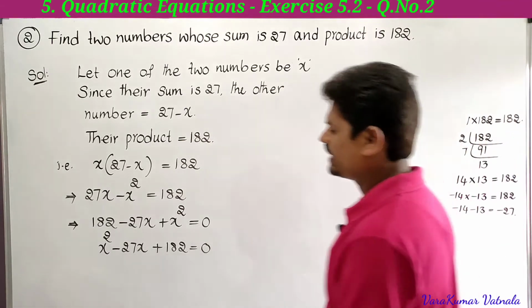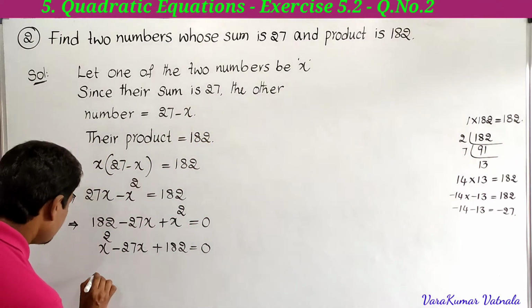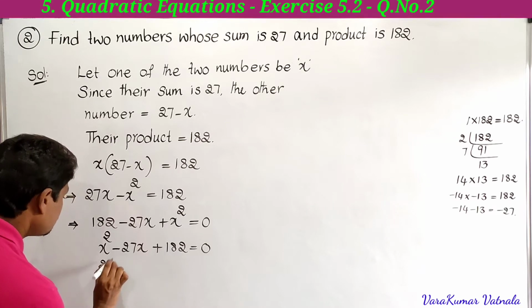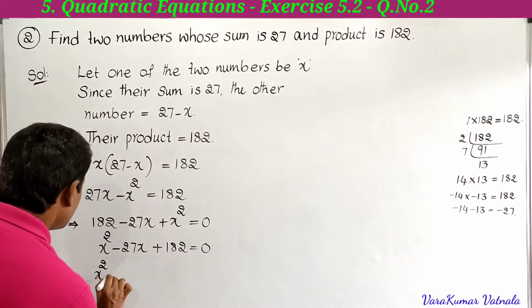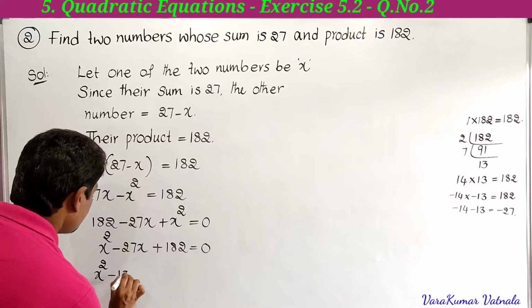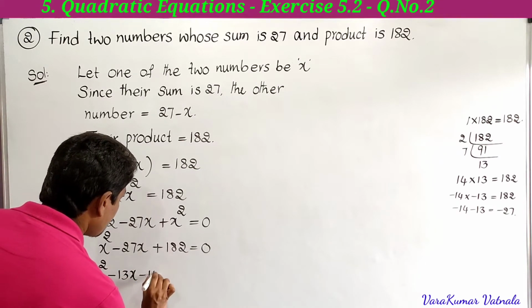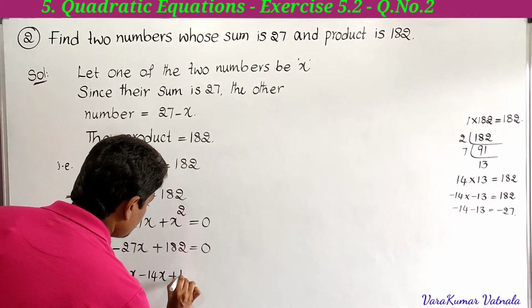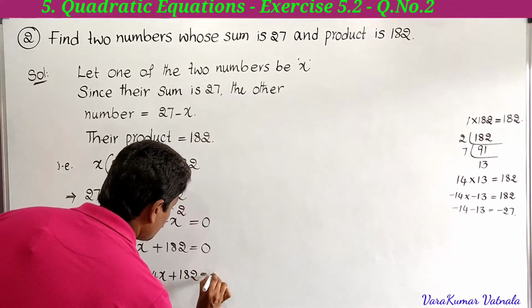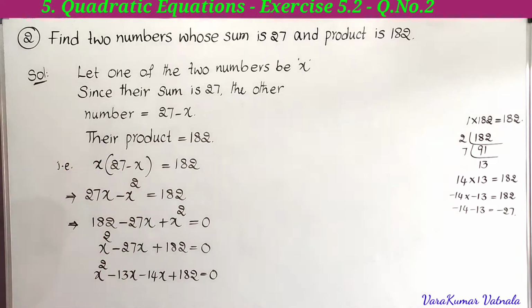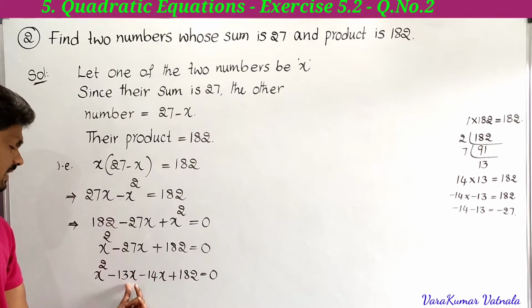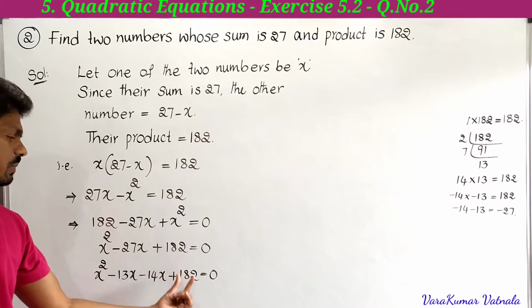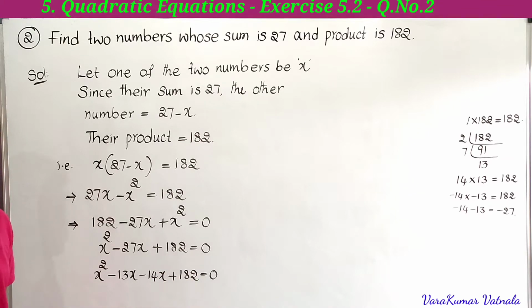How can we write this? Write the first term x square as usual, but this minus 27x we have to write as minus 13x minus 14x. Just split the middle term. Write plus 182 as usual, is equal to 0.